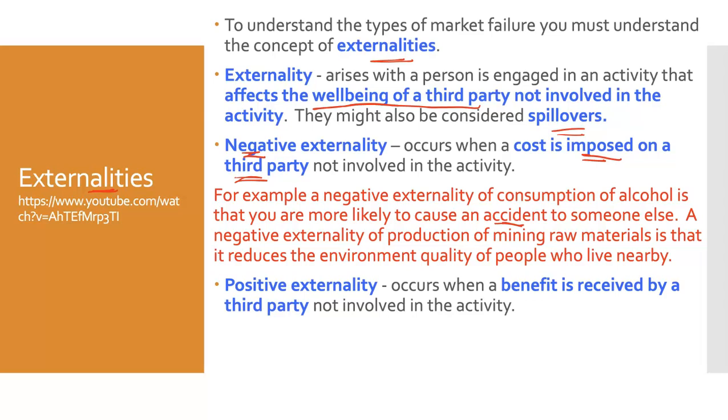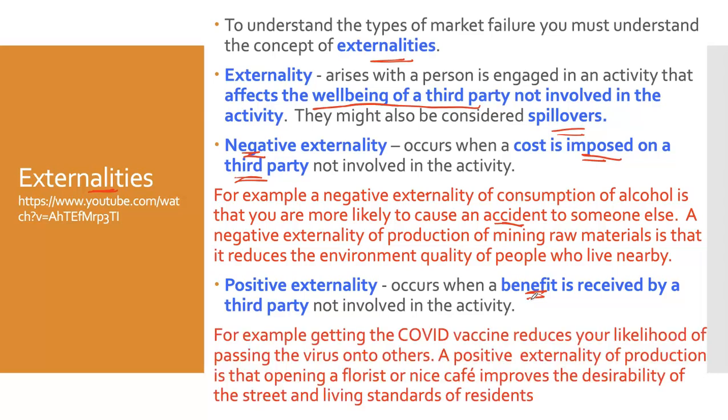Positive externalities, however, occur when a benefit is received by a third party, not involved in the activity. So this impact can sometimes be positive. For example, getting the COVID vaccine reduces the likelihood of passing the virus on to others. So others are going to have a positive benefit of you getting the COVID vaccine.